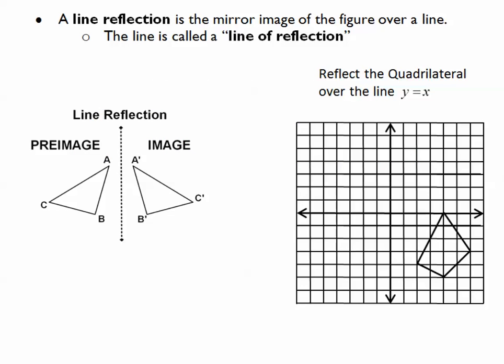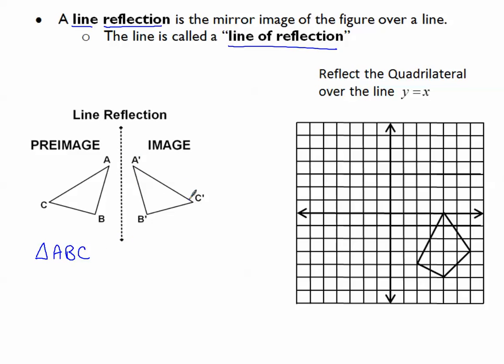Let's begin with line reflection. Line reflection is the mirror image of the figure over a line. That line is called the line of reflection. Notice in this picture we have the pre-image. The points are labeled A, B, and C, the vertices of the triangle. This is triangle ABC, the pre-image, before it has been reflected. Here's the line of reflection, and then the image.